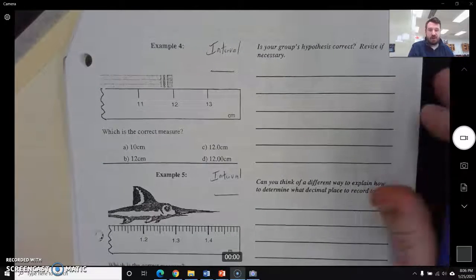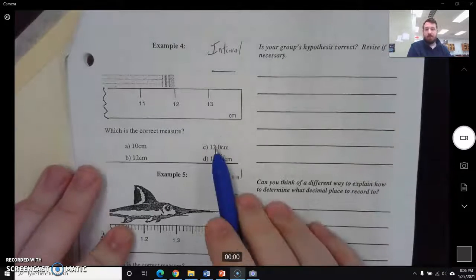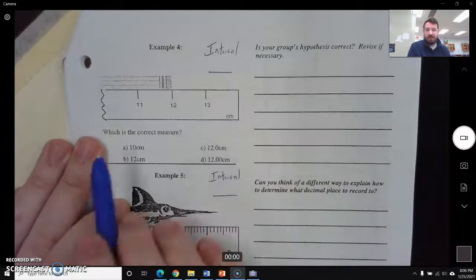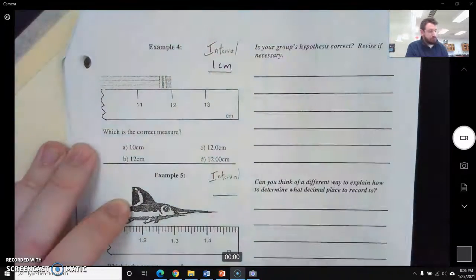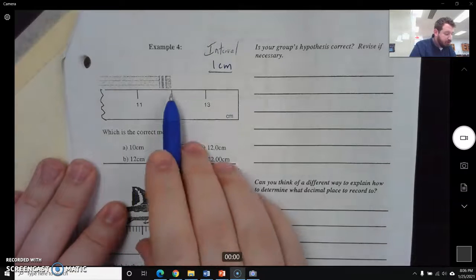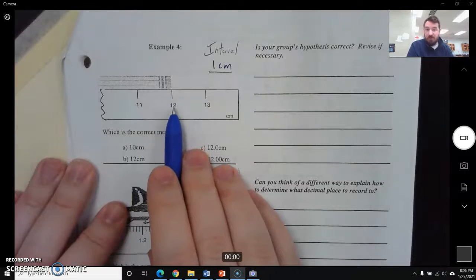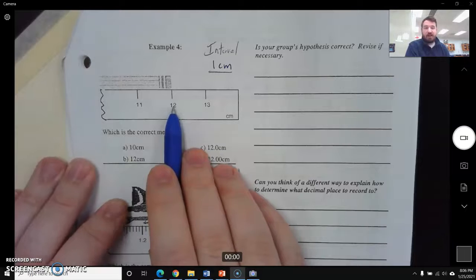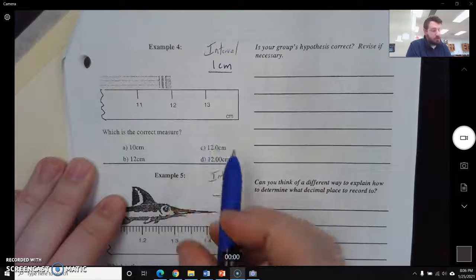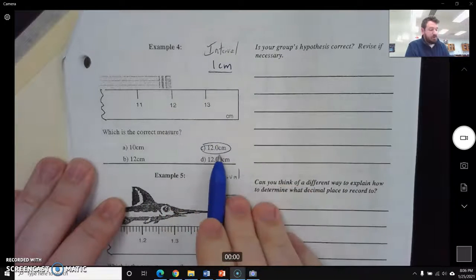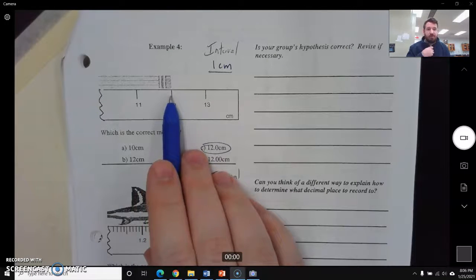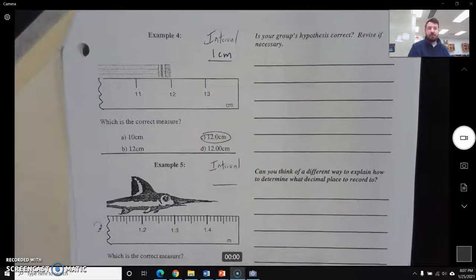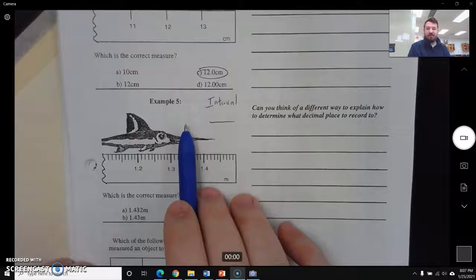Alrighty, so let's check our work here. For example 4, I can see that my interval is going up by 1 centimeter. Our correct measure for this pencil is right on the 12, but we need to estimate one more digit specific, so it will be 12.0 centimeters. We're going to run into some issues when we have stuff right on the line, and we'll talk about that later. It's called the tricky zero.